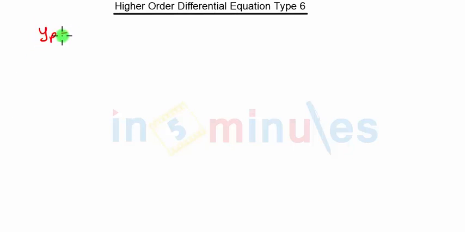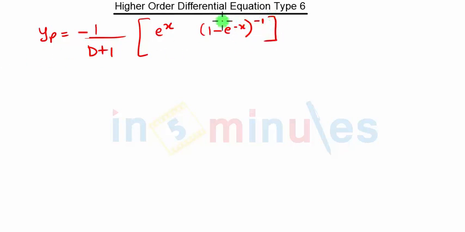So yp is nothing but 1 upon D plus 1 into e raised to x into (1 minus e raised to minus x) the whole raised to minus 1. I can take this 1 minus e raised to minus x in the denominator, so it will become 1 upon D plus 1, e raised to x upon 1 minus e raised to minus x.